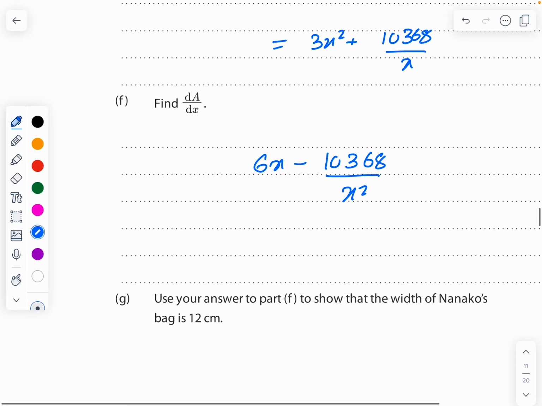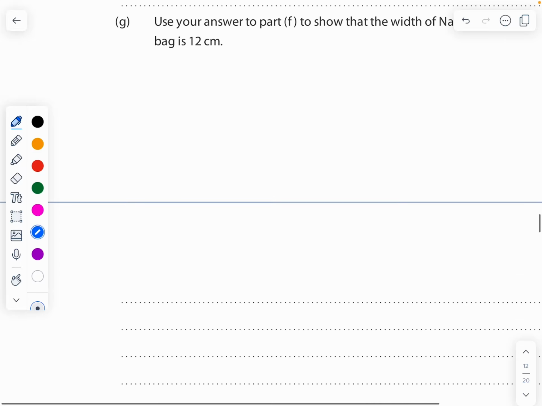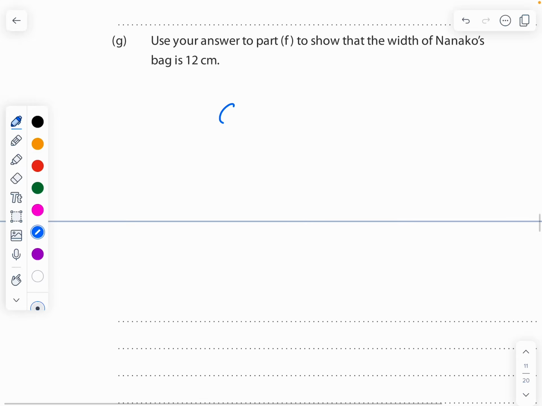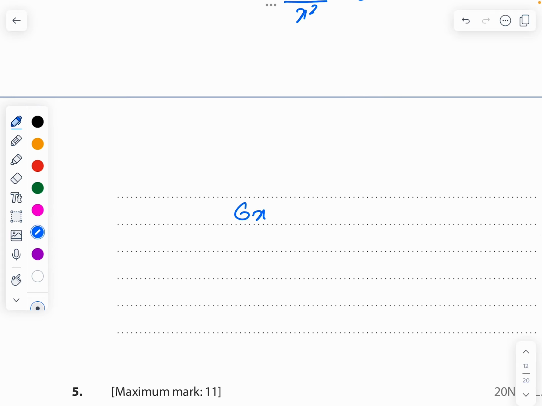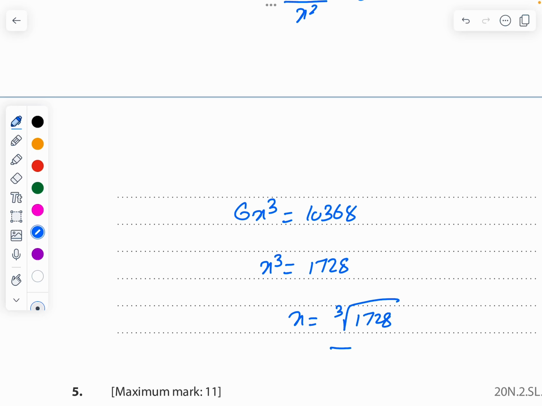Use your answer in part F to show that the width of the Nanuka's bag is this much. So the first derivative should be equal to 0: 6x minus 10368 upon x squared should equal 0. So what does that become? 6x cubed equals 10368. So x cubed equals 1728. So x equals the cube root of 1728, which is nothing but 12 centimeters.